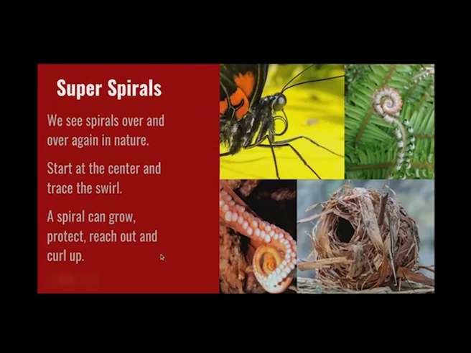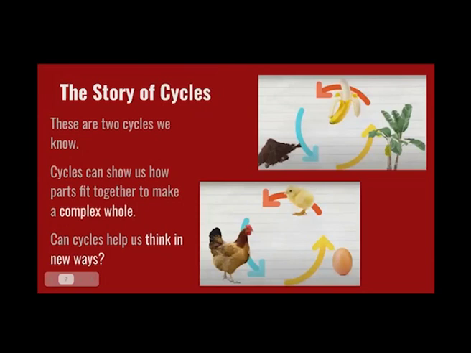Cycle is a pattern of how things happen over and over again. And it's a cycle because it goes from one phase to the next in a progression without any stops. Cycles can show us how parts fit together to make a complex whole. So let's start at the blue arrows on both of these cycles that we all know.